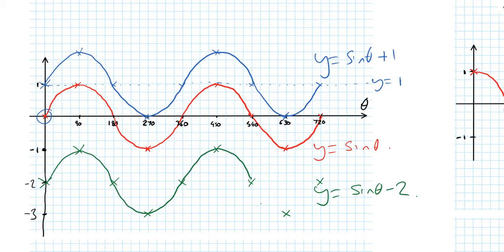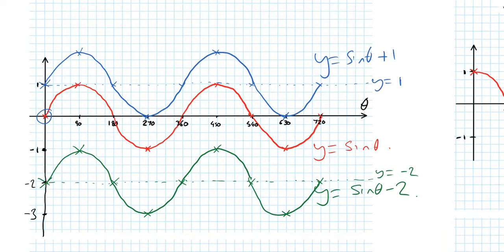This is your graph of y equals sine theta minus 2. Now we call this dotted line the principal axis, which is now shifted down 2 places. So of course that principal axis for this example is y equals minus 2.